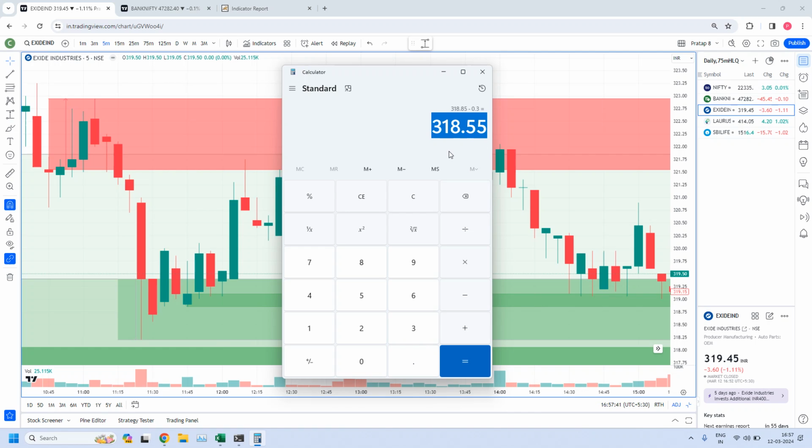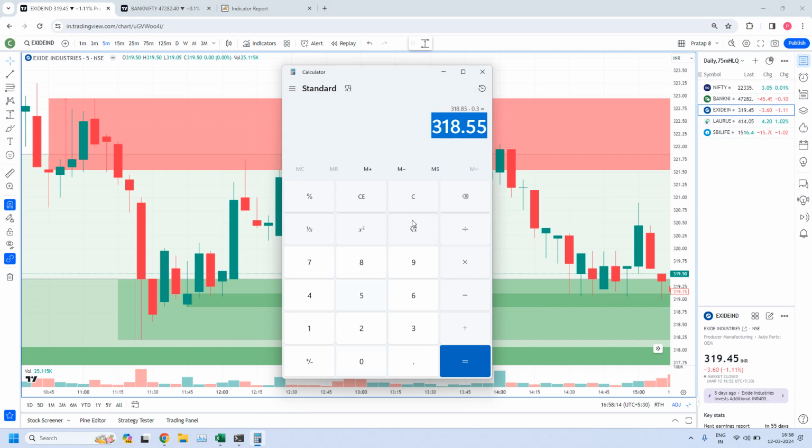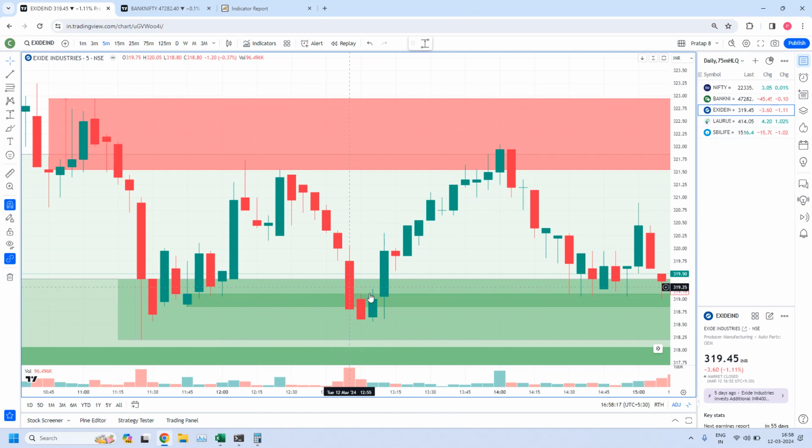If the price goes below 318.55, you need to exit from your trade. Until 318.55, you can hold your stock. Once the price goes below this, your stop loss should be triggered. Now, when this zone is violated, what is the low value? Let us look into the low of this candle, the red color candle. The low is 318.60. Ours is 318.55. Let us look into the next candle.